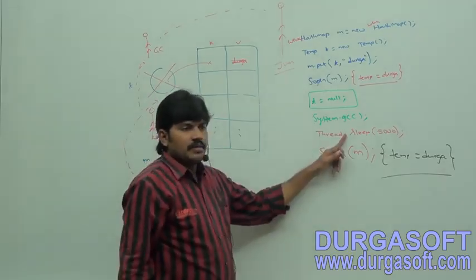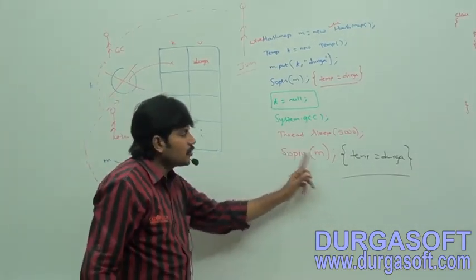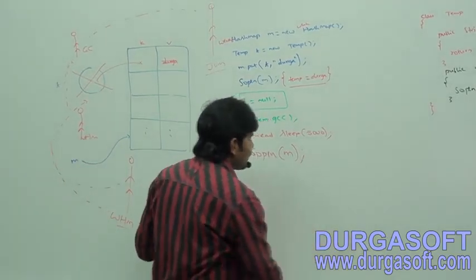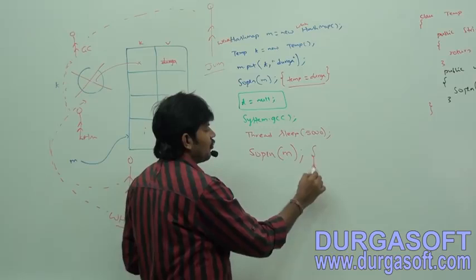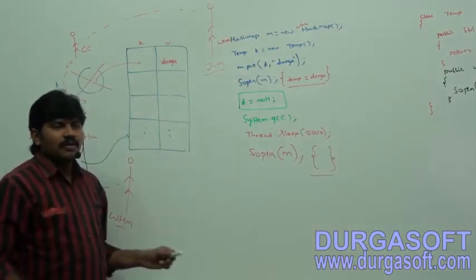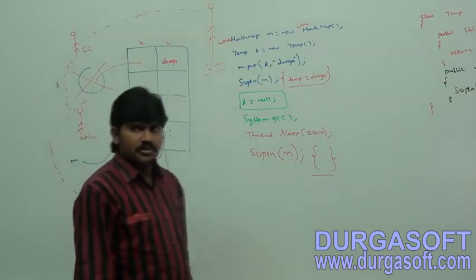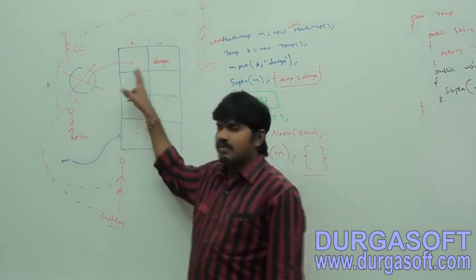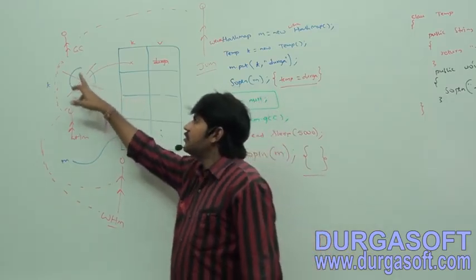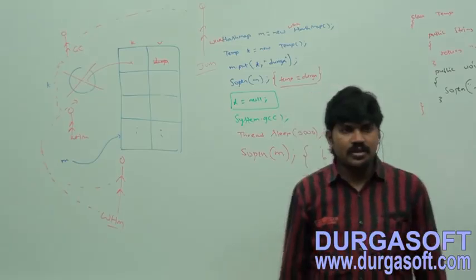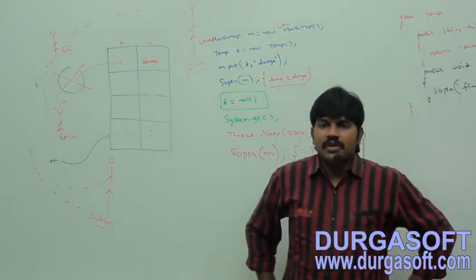Now my main thread, after 5 seconds, starts printing SOP of m. This time, can you tell what the answer is? Just a curly brace open, curly brace close. Temp is equal to Durga is gone, because the garbage collector destroyed this object. Even though the object is associated with WeakHashMap, if this object doesn't have any other references, the garbage collector destroys that object.